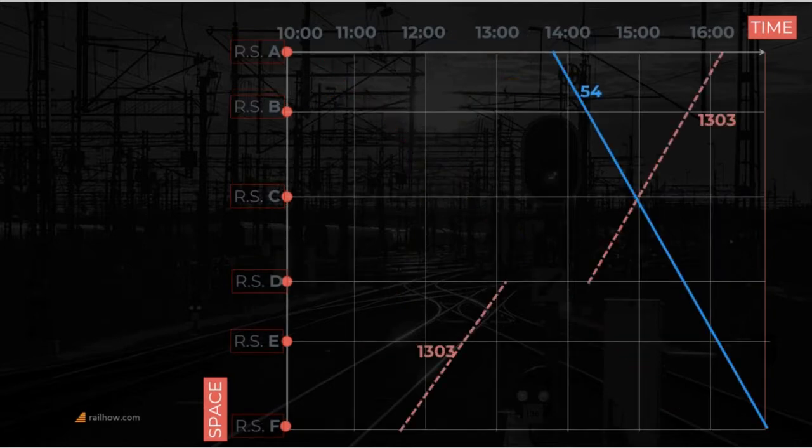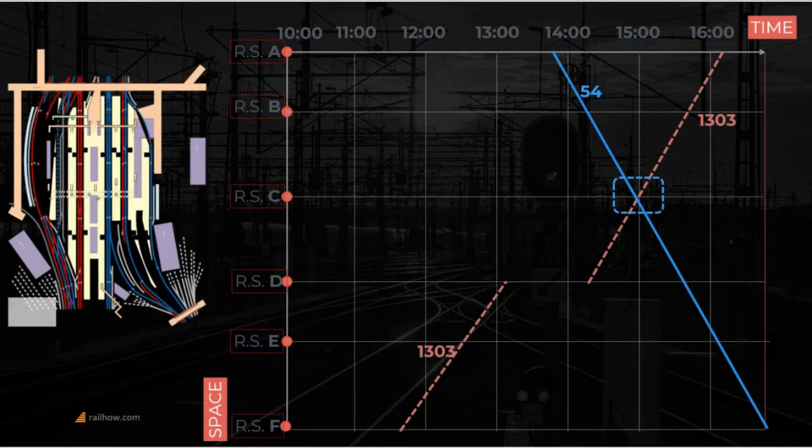Trains number 54 and 1303 meet at station C. Both trains pass through different tracks of the station. The figure on the left is presenting the layout of the railway station, which has many tracks. Both trains are passing without stopping through different tracks.